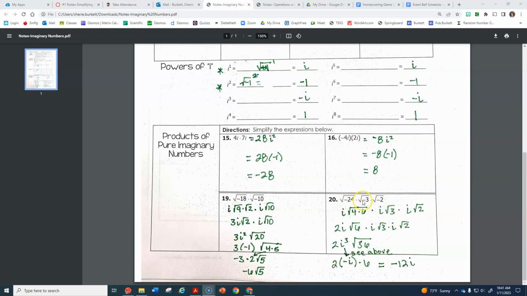And this one over here, each one of these negatives comes out as an i. And then I can simplify the 24. 4 times 6, remove the 4, becomes a 2 on the outside. And I've got 2i times i times i. 3 i's will give me i cubed. Go back up here, see that i cubed is -i. So this 2 is now, instead of being multiplied times i cubed, multiplied by -i. And the square root of 36 is 6. So we've got to multiply these three things together. 2 times 6 is 12. The negative makes it a -12i.